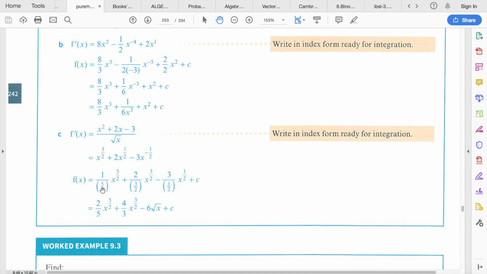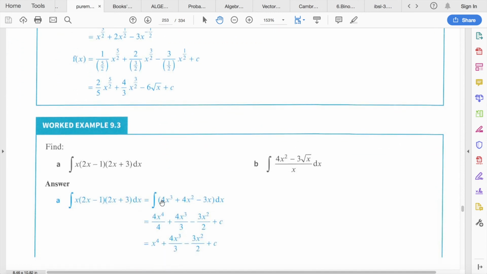Here you do far near becomes 2 over 5. X to the power of 5 over 2. Here you do far near. 2 is 2 over 1, so it will be 4 over 3. Then here, if you do far near, it will be minus 6. Now, another example.